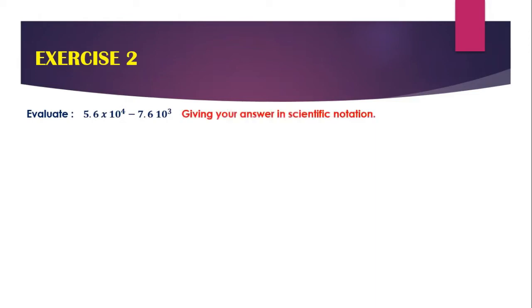Okay, so we go to exercise 2. Evaluate 5.6 times 10 to the power 4 minus 7.6 times 10 to the power 3, giving answer in scientific notation. Okay, so then this question is very easy.